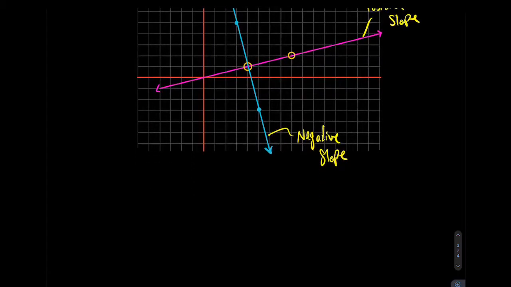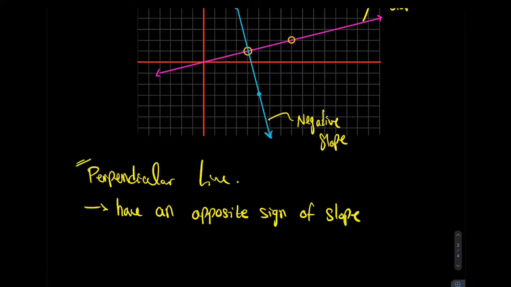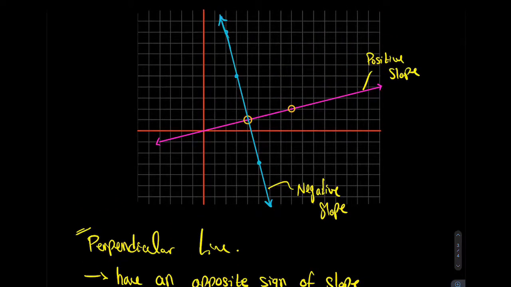So we can say right now that a perpendicular line is going to have the opposite sign of slope. Because we can look at this from two perspectives, right? We could say, well, what's the perpendicular line to this blue line?